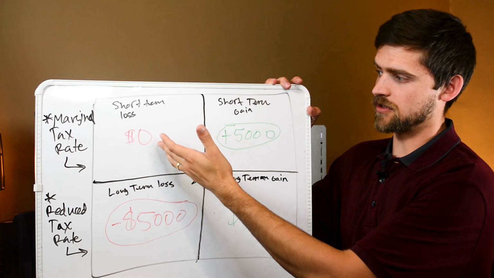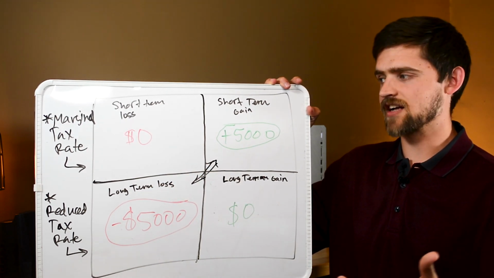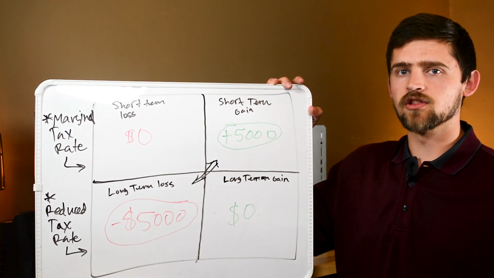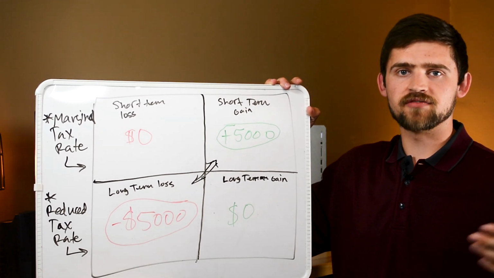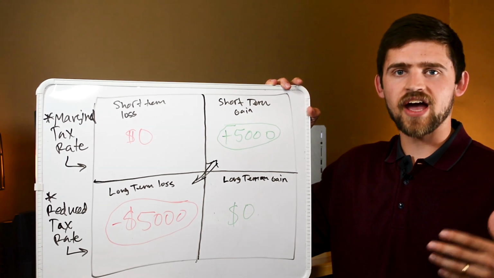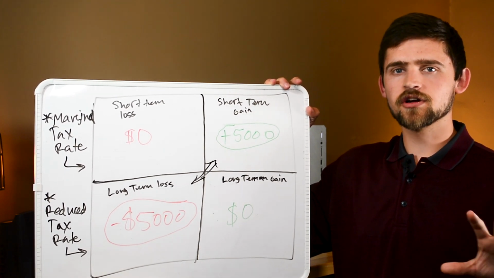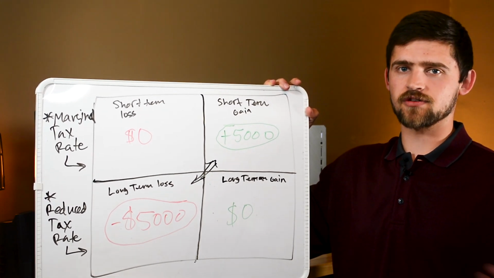So for example, a short-term loss, you're only going to save, let's say I'm in the 22% tax bracket. Well, I would only save 22% of my loss. So if I lost $1,000 by investing in the stock market as a short-term loss, I would only get back 22% of that money in tax savings. So it could be advantageous for me to hold on to that stock if I think it's going to recover.